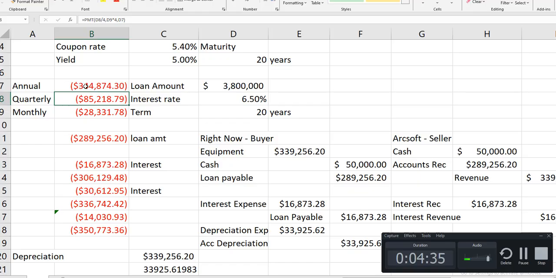And then if we go all the way down to monthly, we're making 12 payments a year. We take our interest rate, divide by 12, then we multiply our term by 12. We're going to make that payment 240 times rather than 20 times. All right, and 32 times. This is just one time.